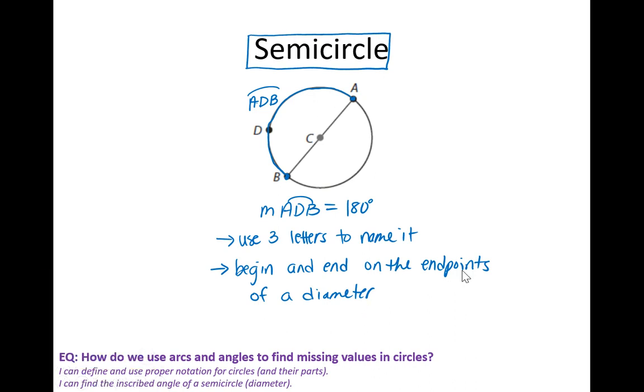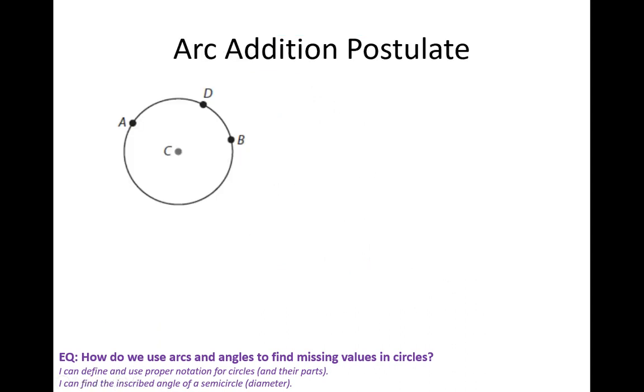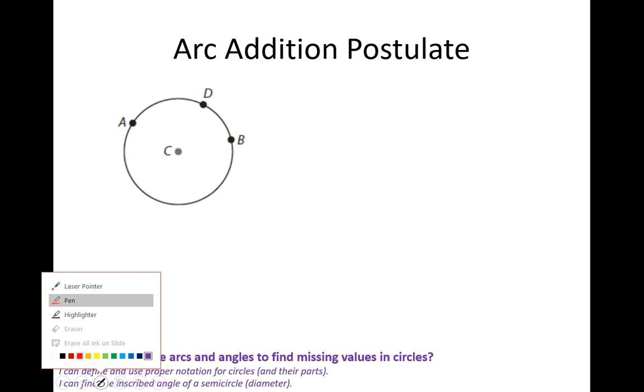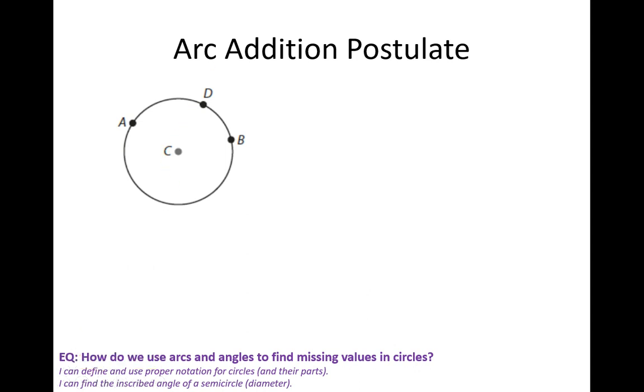All right, so we've seen 3 new figures. We have 2 more to go, 2 more things to talk about. So let's go ahead and keep moving forward. The next thing we have is something called the arc addition postulate. We're going to need red and green for this. So grab your red, and we're going to write some things about this.